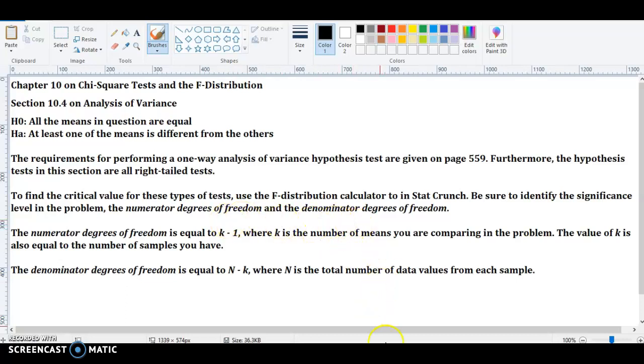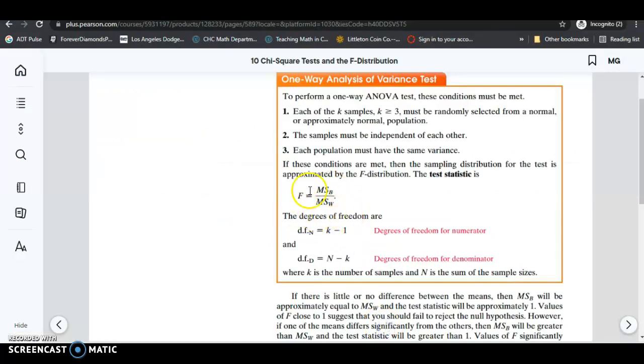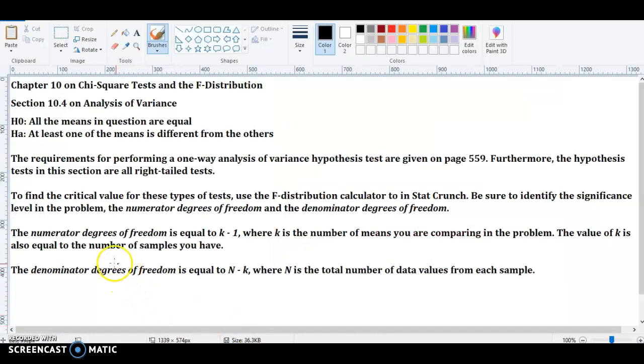When you look at the formula for the test statistic, it's expressed as a fraction. You have some expression on top and some expression on the bottom of the fraction. For this type of test, there are two degrees of freedom that you look at: the degrees of freedom in the numerator and the degrees of freedom in the denominator. The numerator degrees of freedom is equal to k minus 1, where k is the number of means you are comparing in the problem. The value of k is also equal to the number of samples that you have.